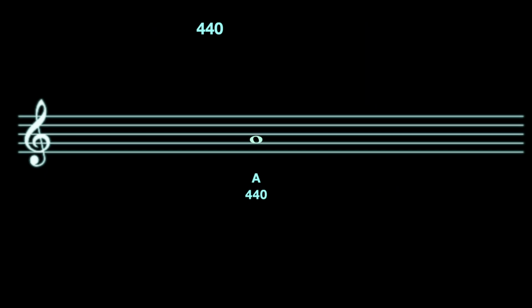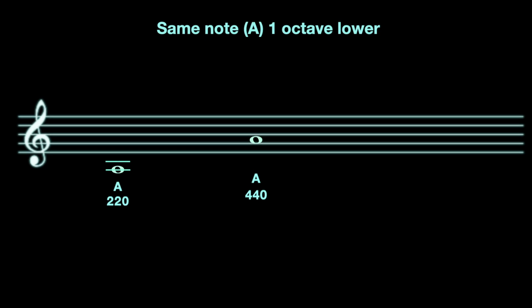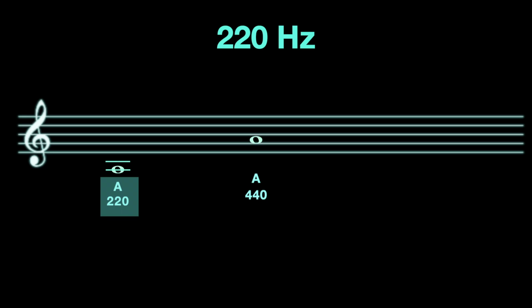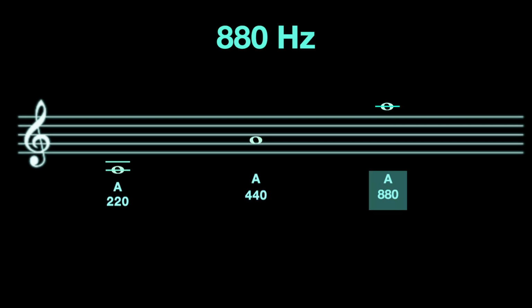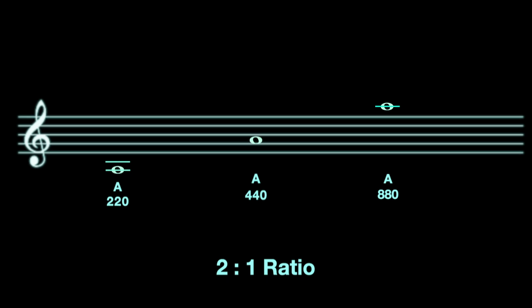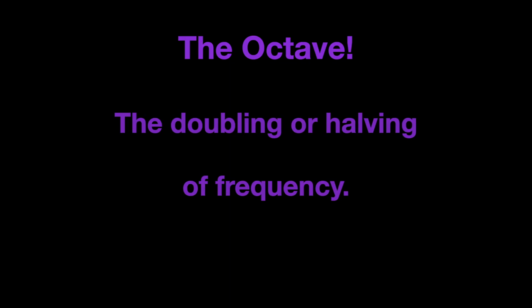Now let's go back to 440 and divide it by 2. 220 Hertz. Now where do you think this note will appear? Again, A, the same note one octave lower. Do you notice something? 220, 440, 880. Each frequency is exactly double or half of the next, a precise mathematical relationship. And this relationship is exactly why these notes are the same note at different registers. This is an octave, the doubling or halving of frequency.